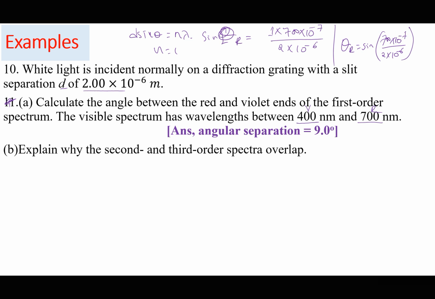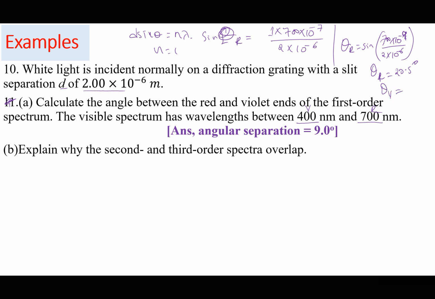Sorry, this is 700 exponent minus 9, not minus 7, because it is nano. 700 exponent minus 9 divided by 2 exponent minus 6. Then you get the sine inverse. So theta for red is equal to 20.5. I'll just substitute and find theta for violet.